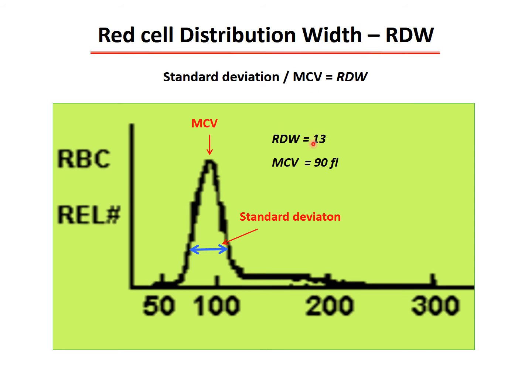Normally, we do have about 13. That's a normal value. If this value is higher, it means that this curve is wider. What does it mean? It means that you do have different size cells. So they are not uniform. This is what we call anisocytosis, when we do have different size cells. Mostly happening if we do have some kind of production problem of the red blood cells.